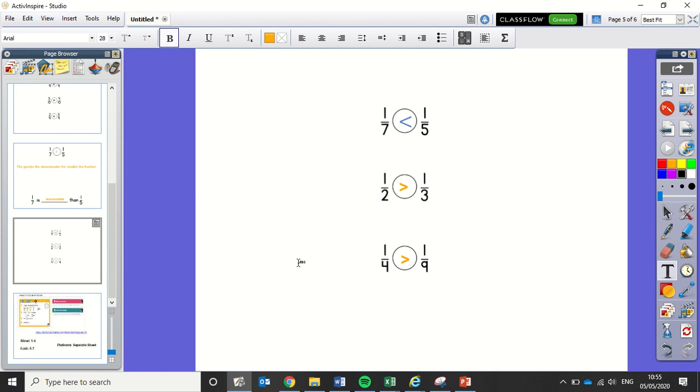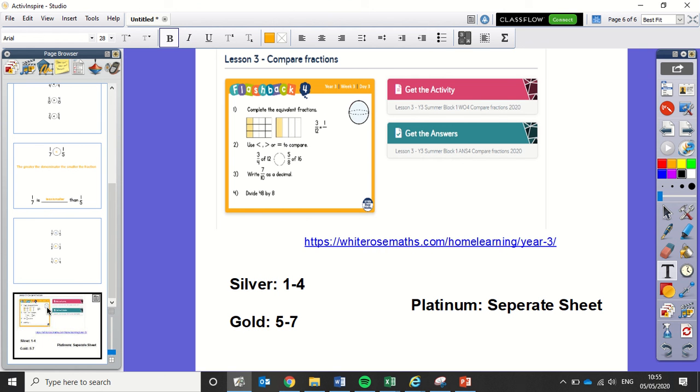So, that's all you need to know in order to do today's work. Read the questions carefully. Make sure you're checking the fractions carefully, checking those denominators, checking those numerators, and you will have no problems with this work.